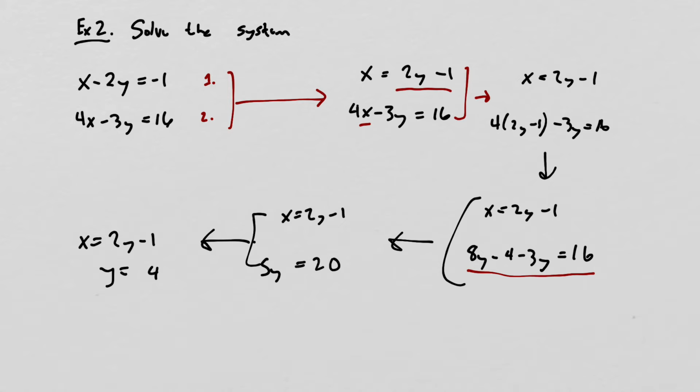So let's plug y is equal to 4 into equation number 1, and what we end up getting is that our x value is equal to 8 minus 1, and our y value is equal to 4. So therefore, our solution is given by x is equal to 7 and y is equal to 4.